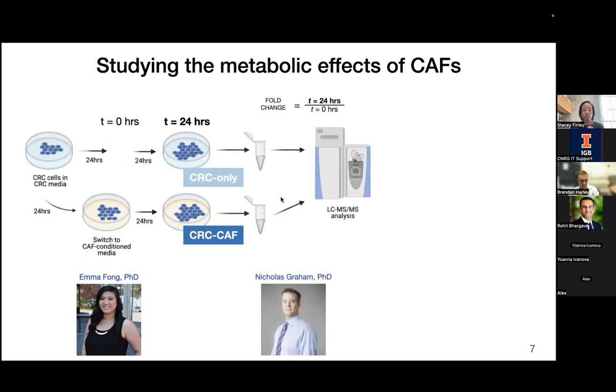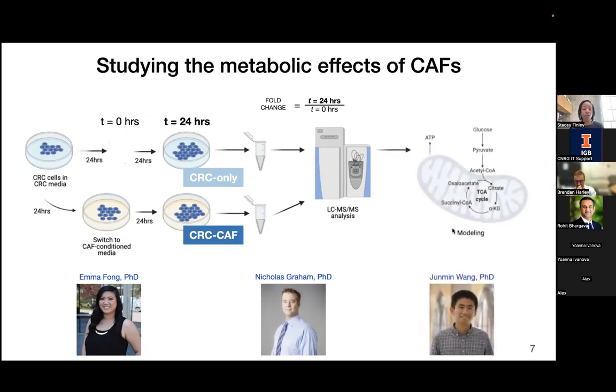And then we move forward with a collaboration with Nicholas Graham, who's also at USC, to measure, using mass spectrometry-based metabolomics, the intracellular metabolites inside of the cells for these two conditions, and specifically quantify the fold change in the metabolite levels at 24 hours relative to the 0-hour time point. And then with those metabolomics data, we can move forward with the kind of modeling that my lab has expertise in, namely constraint-based modeling, where we can look at the flux through these metabolic pathways.